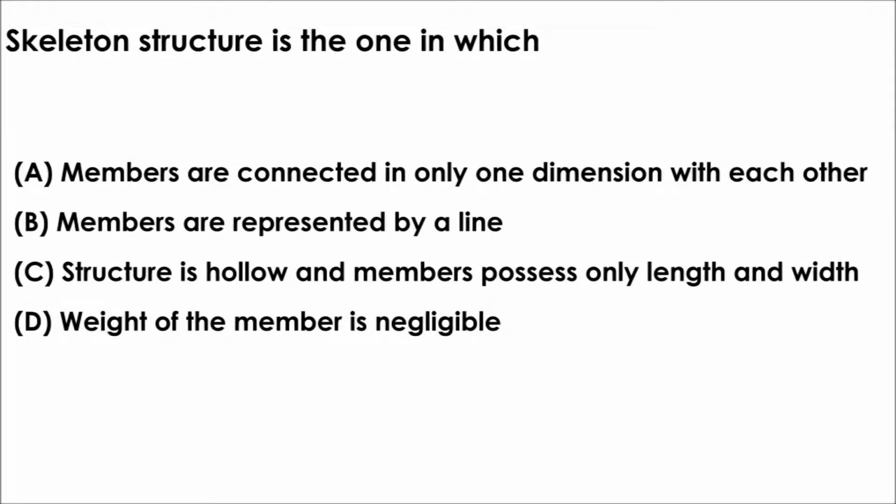Question number 2. Skeleton structure is the one in which: option A, members are connected in only one dimension with each other. Option B, members are represented by a line. Option C, structure is hollow and members possess only length and width. Option D, weight of the member is negligible. The correct answer is option B. Skeleton structure is the one in which members are represented by a line.